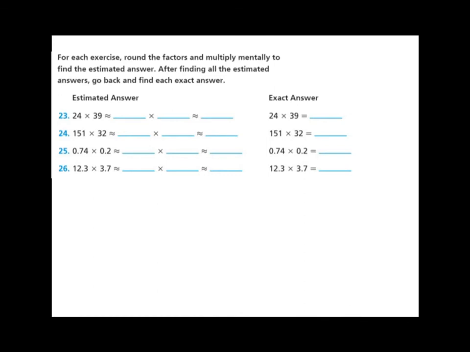So if I were doing that with 24 times 39, I would do 20 times 40, which is going to give me 800. Now my actual answer, 25 times 39, is 936. So my estimate isn't that great. I probably could have gotten a little closer had I rounded to, I don't know, 25. But 151, if I was going to estimate, 150. Usually tens and hundreds are easier to multiply in our head.